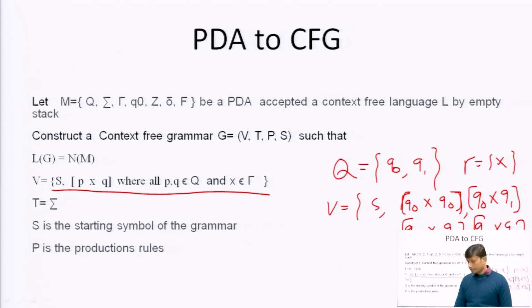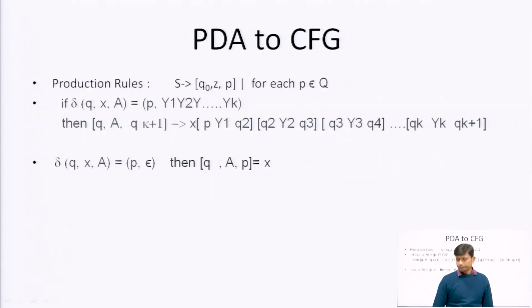So here we see the rules for finding the productions from the pushdown automaton transitions. We are clear on two things from this slide: we got the variables and we got the terminals. Then we know the starting symbol. Then we have to find all the productions that will be generated by the transitions of the pushdown automaton. So what are the production rules?